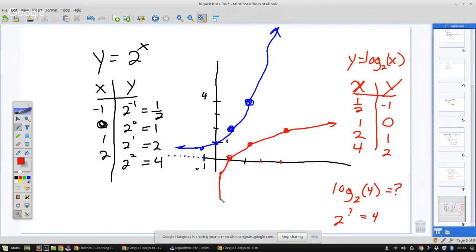And then it plummets down this way, and it's going to try and touch the y-axis, but it's never going to. It's called an asymptote. Pretty cool idea also, but I'm not going to get into that now. These are inverse functions of each other. Why are they inverse functions? Well, because the x and the y's reverse each other.